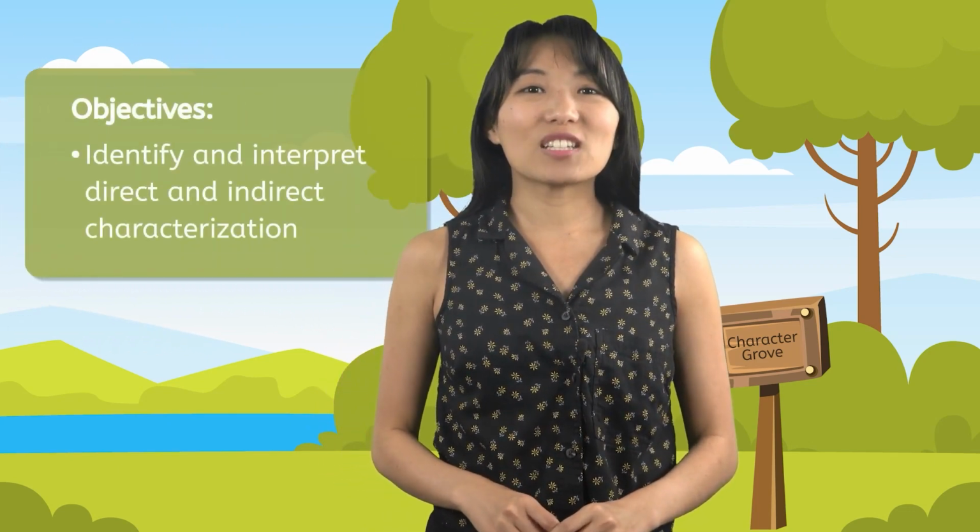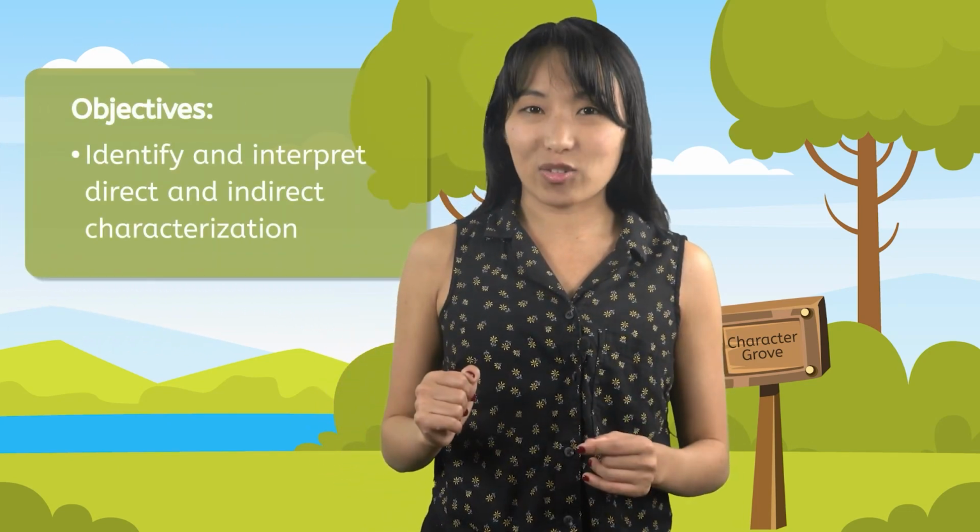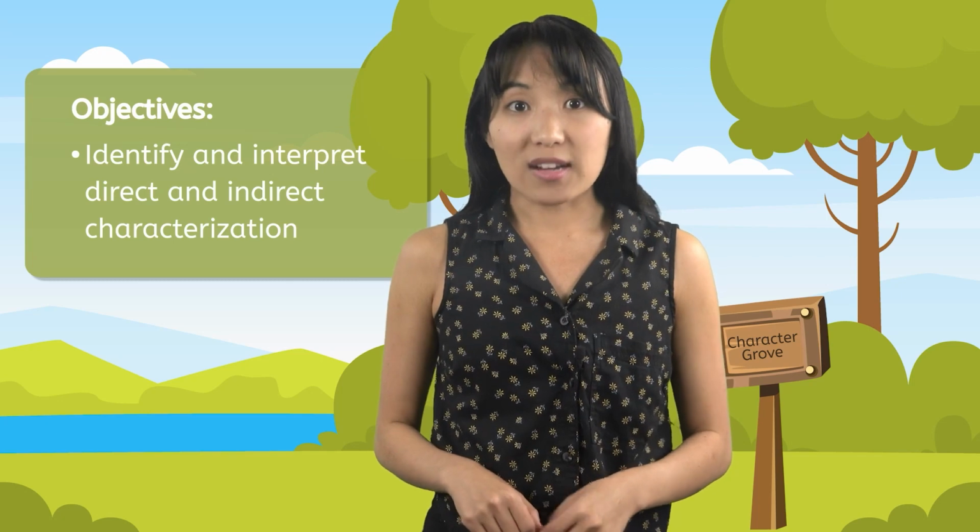We've learned about some key story elements from plot to point of view. Now, let's dig into characters. Today we'll learn to identify direct and indirect characterization. Then we'll practice interpreting characterization.